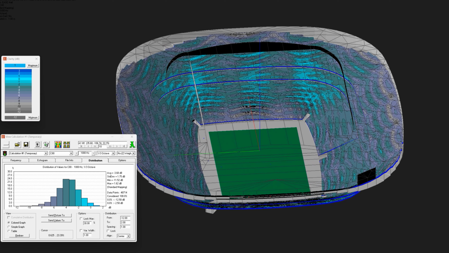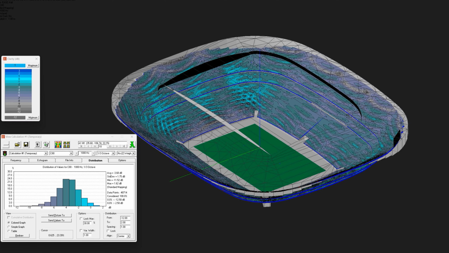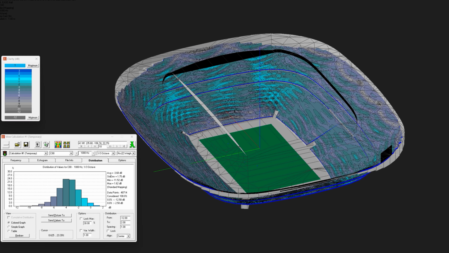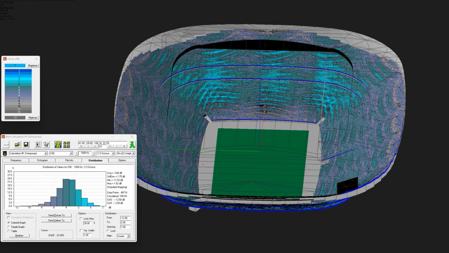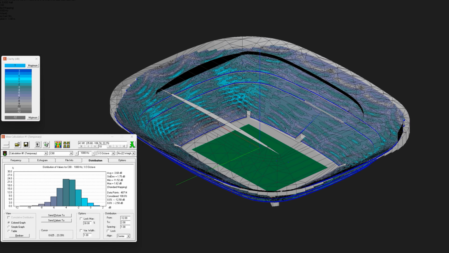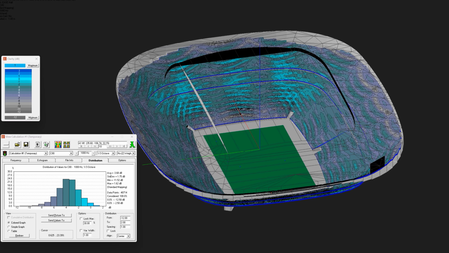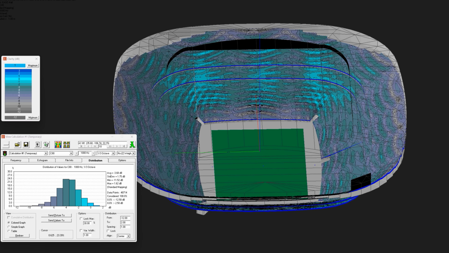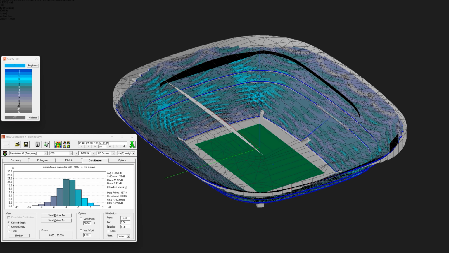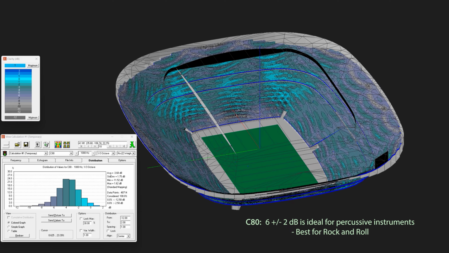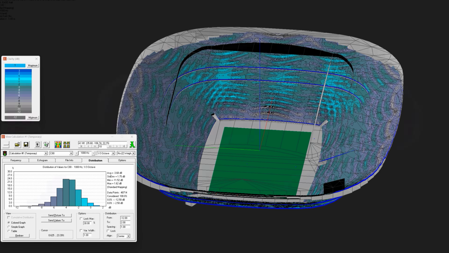C80. The clarity 80 describes the temporal transparency of musical performances. It corresponds to the ratio of energy before and after a cutoff time of 80 milliseconds. The clarity measures represent the ratio of early energy to late energy expressed in dB. The cutoff time separating early from late energy can be 7, 50, or 80 milliseconds. This parameter is used to predict the articulation of different modes of music. This articulation is dependent upon the speed of the music, the type of instrument, and the reverberation of the room. As an example, plus 2 dB is ideal for percussive instruments. This can be described best as rock and roll.